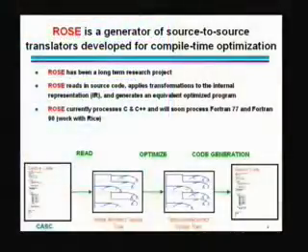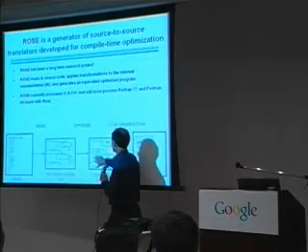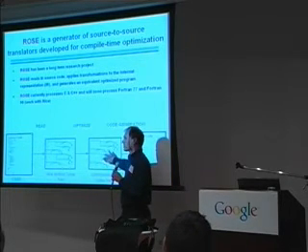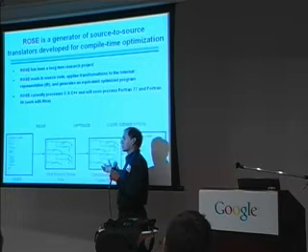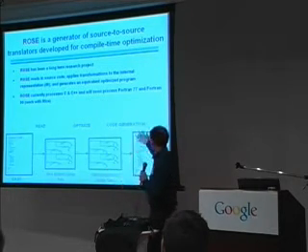So Rose is a tool for generating tools that would operate on source code. We take in the source code, we generate an AST, we then manipulate that AST to form a different AST or modify it in some way. The properties of this AST is that it's object-oriented and it's easily modified. And then we generate source code.